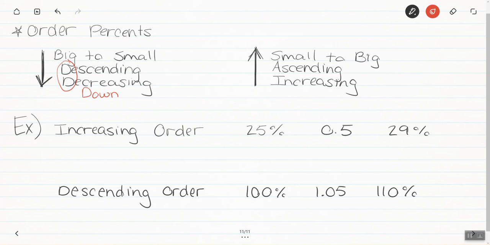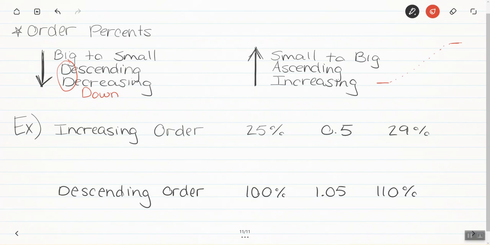Now, when you go smallest to biggest, that's going to be ascending or increasing. I think of those numbers like airplane numbers. Their airplane is on the ground here, and then they start to take off into the air. So those are our ascending numbers or our increasing numbers. You can think of an airplane flying. So let's look at some examples that we have here.